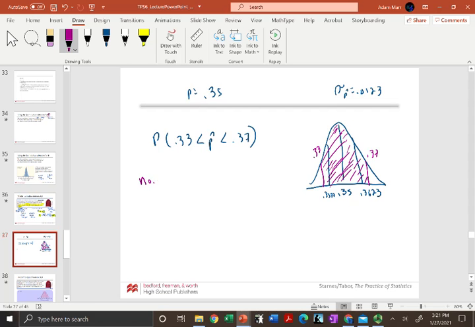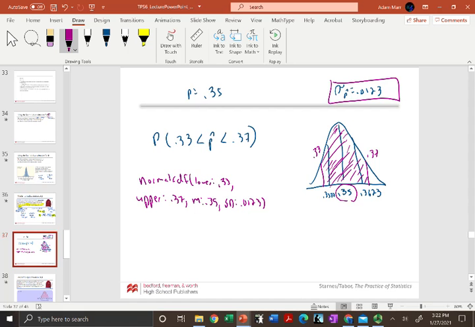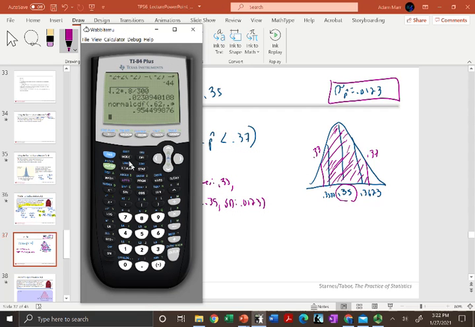So we're going to say normal CDF. Lower is, once again, 0.33. Upper is going to be 0.37. Mean is going to be 0.35 right there. And the standard deviation is right there, 0.0123. All right, so we'll go and put that all in the calculator. So let's see if we go and do that. Remember, just go right here, run it. We'll say clear and then second distribution.